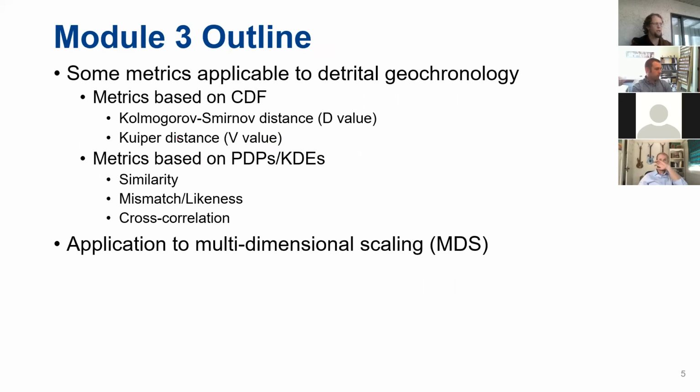The outline, what we're going to be talking about: the Kolmogorov-Smirnov distance, the Kuiper distance, some of the similarities based on PDPs or KDEs, including similarity, mismatch and likeness, cross correlation, and then we'll see how those get applied in multidimensional scaling.